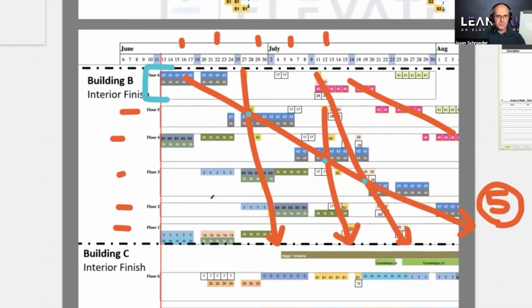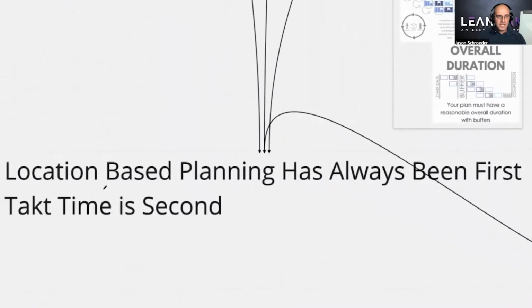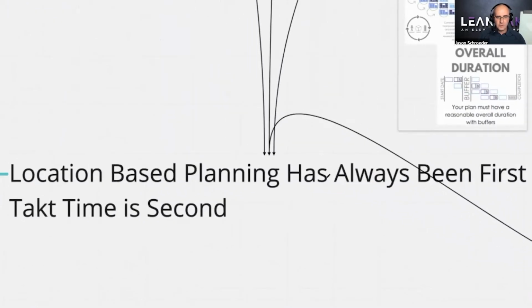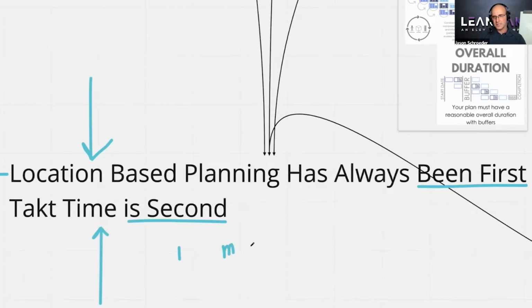So the most important thing, and I actually wrote it down here for us: location-based planning has always been first. Takt time is always second, meaning that the most important thing you can do for your schedules is to break it out by location and level those locations first, and then work on the takt time second. And realize you can either have a single train takt phase or a multiple train takt phase.